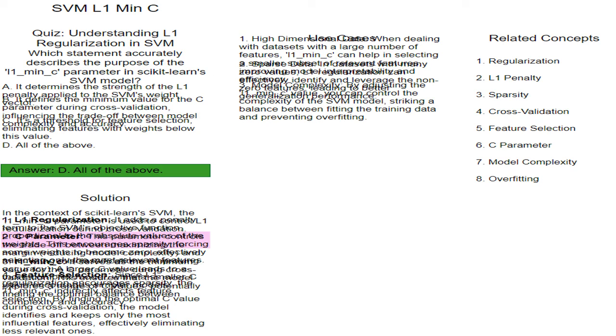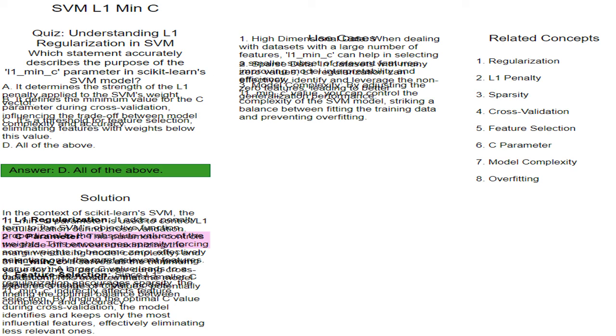It adds a penalty term to the SVM's objective function, proportional to the absolute values of the weights. This encourages sparsity, forcing some weights to become zero, effectively selecting only the most relevant features. Feature selection in high-dimensional datasets. Example: gene expression data. Improving model interpretability by reducing the number of features. Preventing overfitting in models with many features.